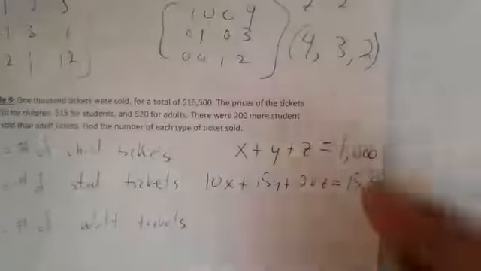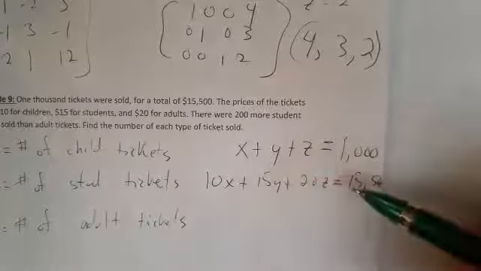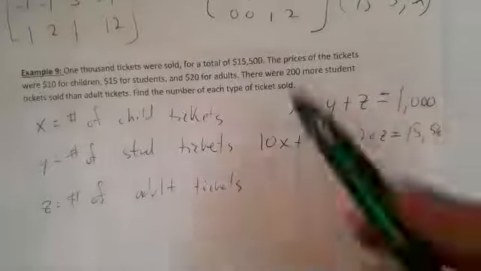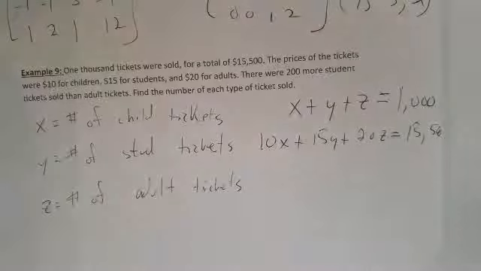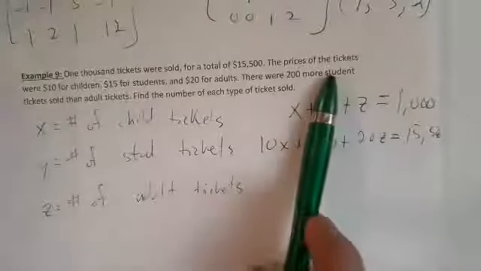Okay. So I got X plus Y plus Z is 1,000. I get 10X plus 15Y plus 20Z is giving me the 15,500. And the last thing they say, there were 200 more student tickets sold than adult tickets. So this is one of those things you have to get in the right order, right? 200 more student tickets. And so I'm hoping you read this. The first thing is there were 200 more student tickets. And so the student tickets should be the larger number.